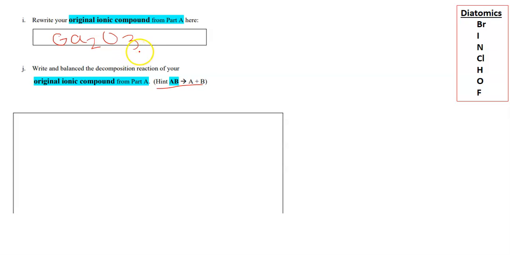The tricky part for decomposition reactions is that when they break apart, these little numbers don't go with them. We're going to balance those at the end. So let me get started and then I'll explain what these diatomics are. Ga2O3 is going to decompose or break apart into its pieces, Ga plus O, just the elements that make up that compound.